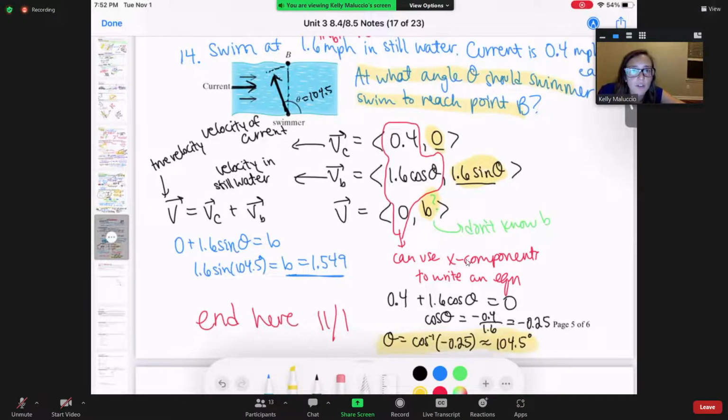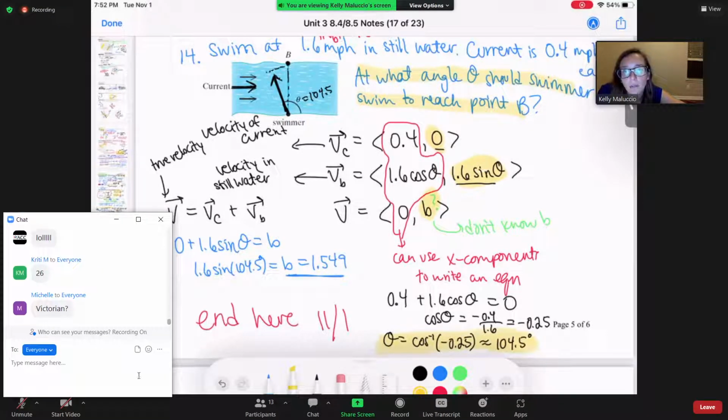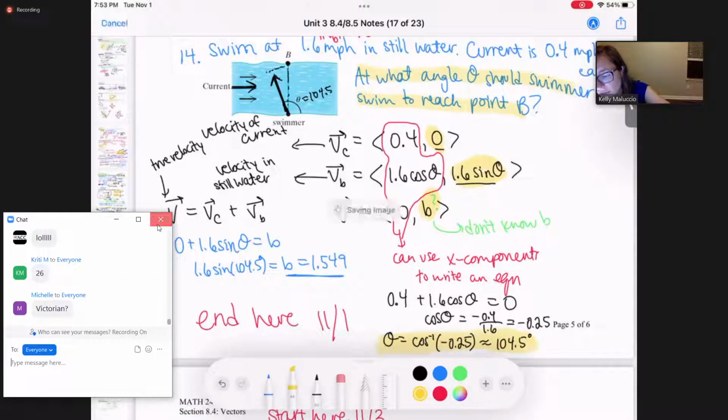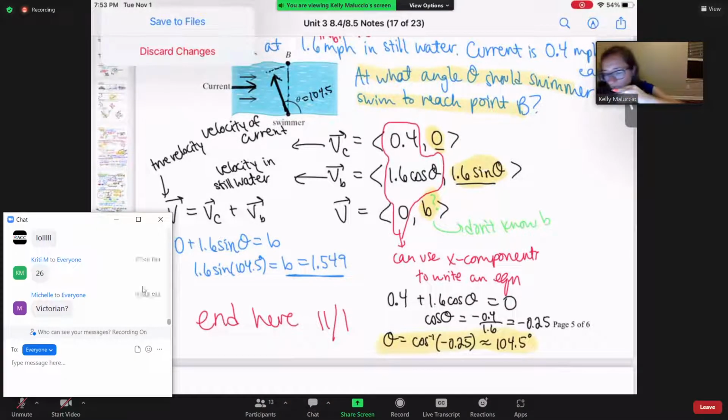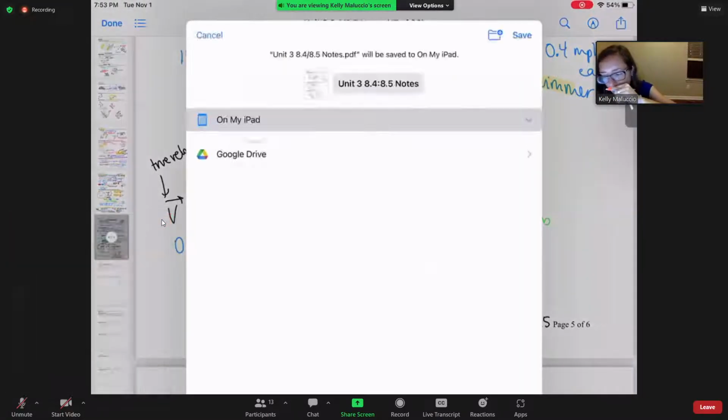Okay, so I'm very sorry for going over here, but hopefully, I'm going to save this before I forget, because I'm totally going to mess that up. Save 2 files. Yeah, let's do that.